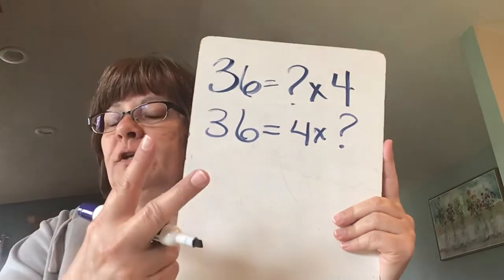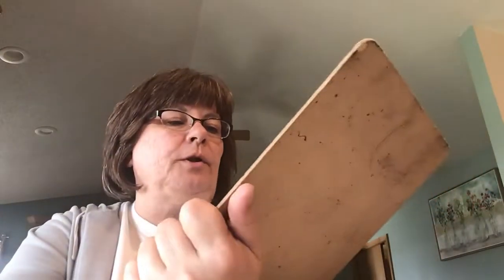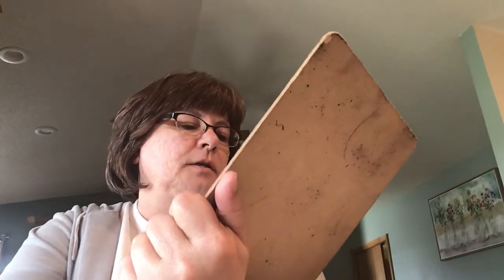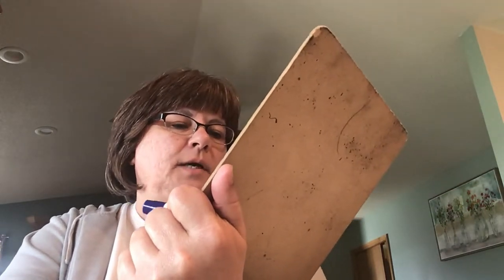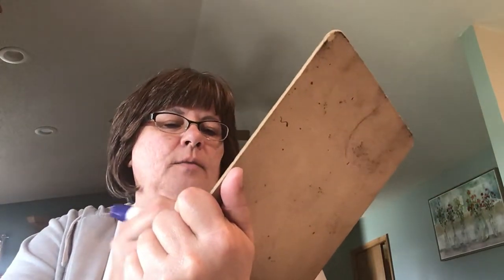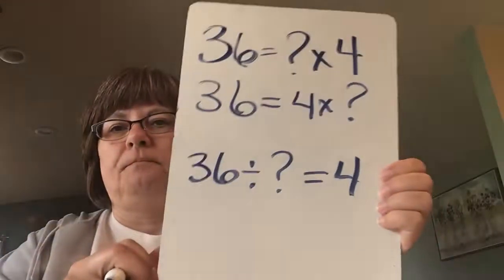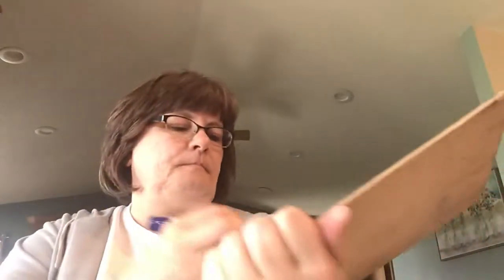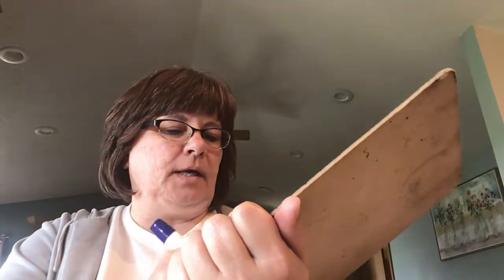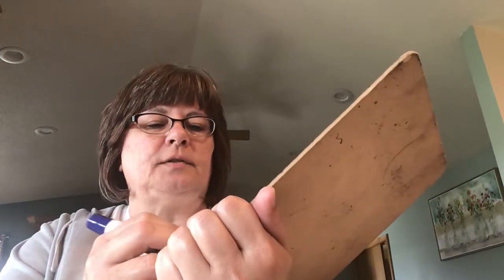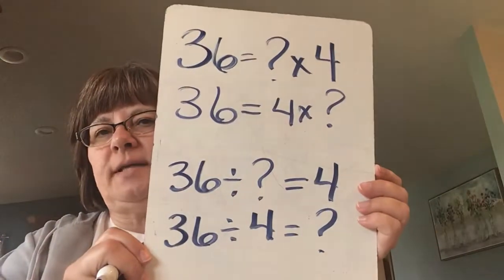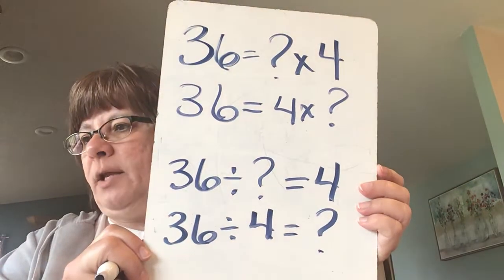Now we're going to do two division sentences to do the fact family. So you remember you can flip over to division. 36 divided by the unknown number equals 4. 36 divided by 4 equals the unknown number. So hopefully somewhere the fact family can help you.